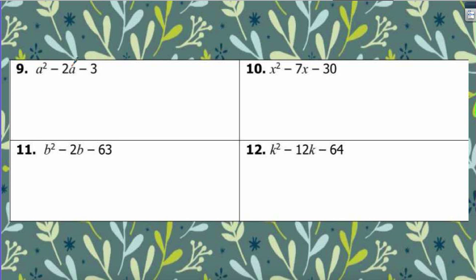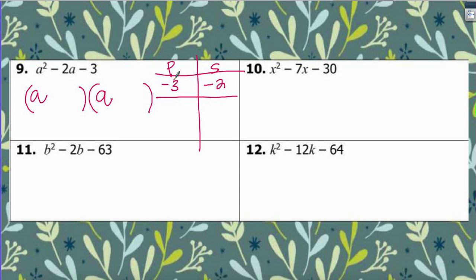Okay, so now I have negative, negative. I'm still doing the same thing. I still know a squared came from a times a, but now I'm looking for a product of -3 and a sum of -2. So things that multiply to give me 3 are just 1 and 3, and I can try the 1 being negative and the 3 being negative. The option that adds up to a -2 is going to be 1 plus -3. So I know that the 1 has to be the positive and the 3 has to be the negative.